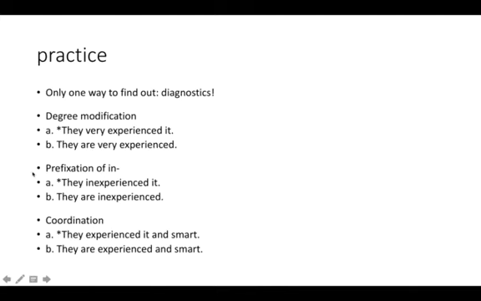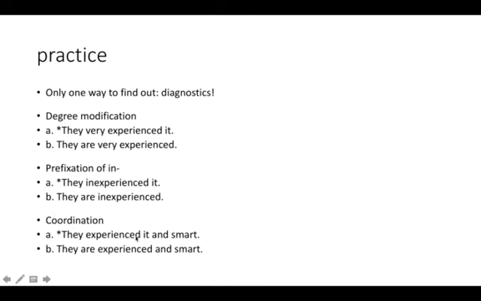We can also try to use a prefix like in, which is something that attaches to adjectives. They inexperienced it. This sounds odd, but they are inexperienced. This sounds okay. Again, because experienced in the second sentence is likely an adjective, whereas in the first sentence it's a verb. Finally, we can try to coordinate it with another adjective.